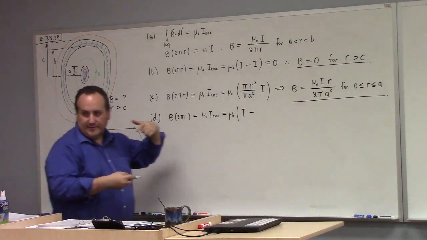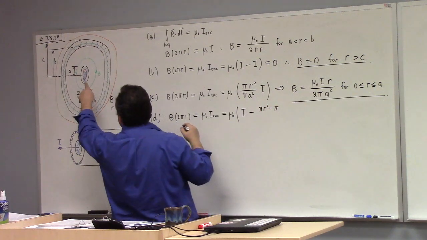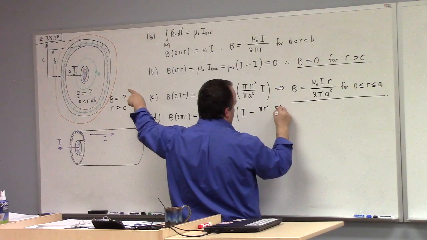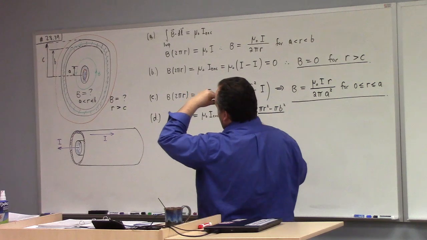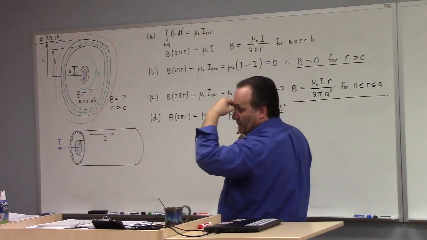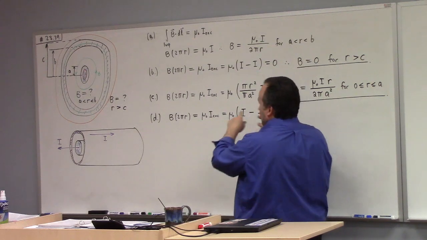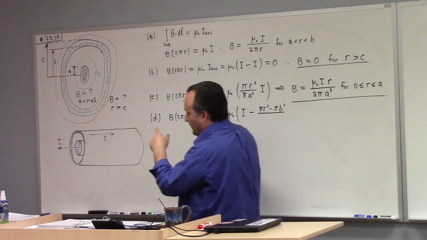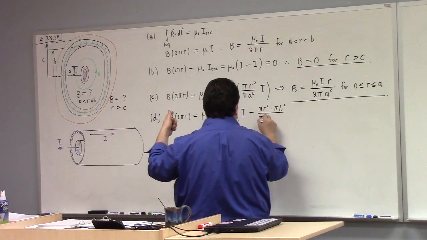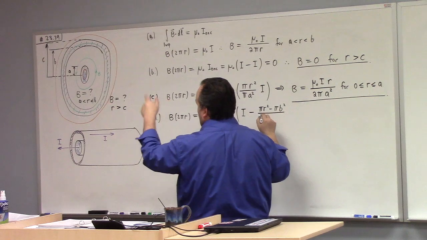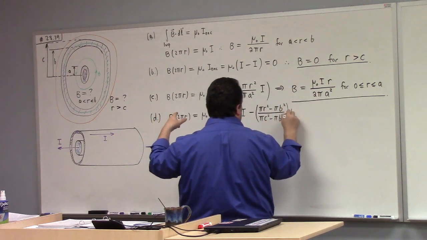Well, that's pi r squared minus pi b squared, where b is the inner radius of the outer conductor. I'm trying to find the fraction of the area because that gives me the proportion of the current flowing through that loop. So that's the area inside the green loop as part of the purple shaded region. So I need to divide by the total area, which is pi c squared minus pi b squared, right? And that all gets multiplied times I.